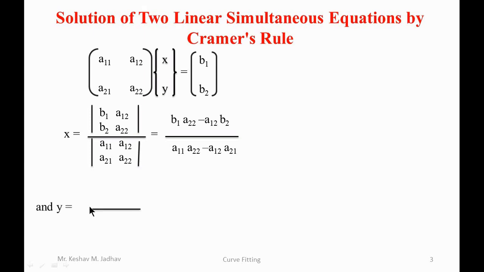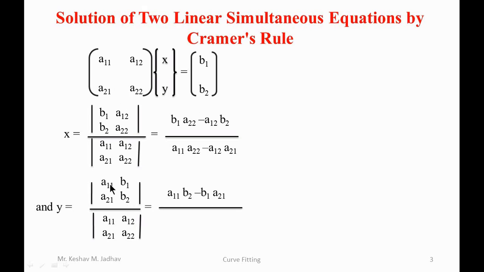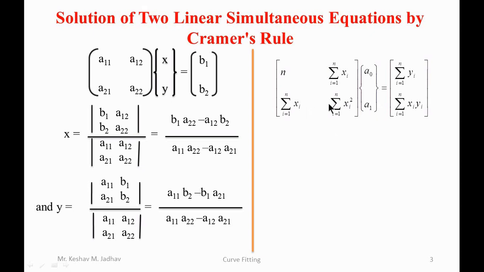To find the value of y, at the numerator we take the determinant of the matrix in which we replace the second column of the coefficient matrix by the right hand side matrix. So here we replace a12 by b1 and a22 by b2. At the numerator we take its determinant, and at the denominator we take the determinant of the coefficient matrix. At the numerator we will get a11 into b2 minus b1 into a21, and the denominator will be the same as for the x value. Now we will use this Cramer's rule to solve this matrix.